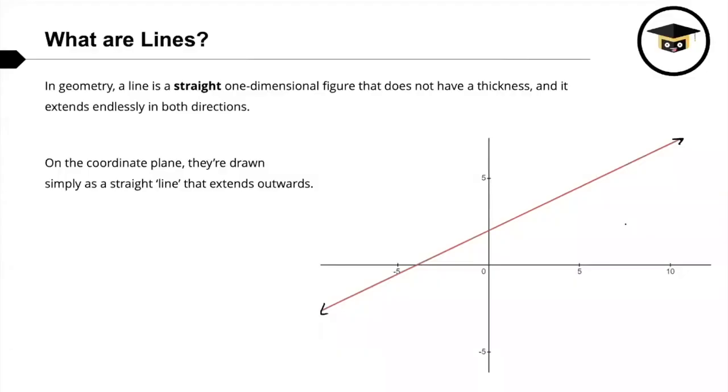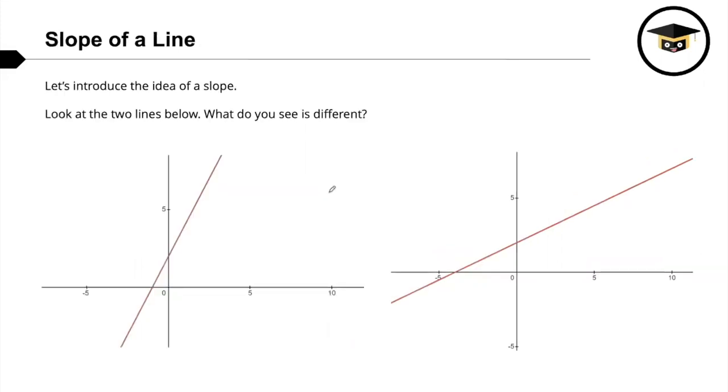So what are lines, first of all? I think it's important to have a definition of what lines are in general. In geometry, a line is a straight one-dimensional figure that does not have a thickness and extends endlessly in both directions. You can see in this diagram I've drawn arrows to show how it goes forever in both directions. On the coordinate plane, they're drawn simply as straight lines that extend outwards. Pretty straightforward stuff. So let's introduce the idea of slope, otherwise known as gradient.